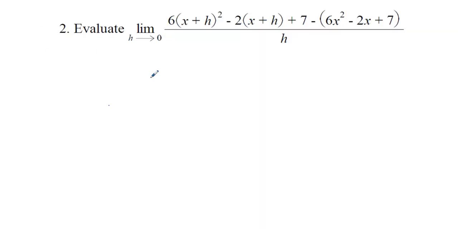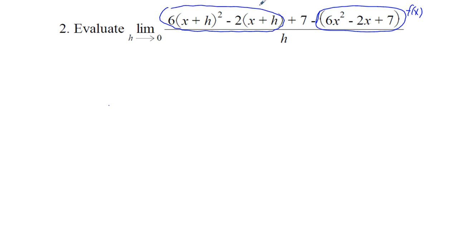Okay, next problem. Evaluate the limit as h approaches 0 of 6 times quantity x plus h squared minus 2 times quantity x plus h plus 7. And so in the definition of the derivative, this part here that we're subtracting is going to be our function, in this case f of x. And this first part over here is going to be f of x plus h.